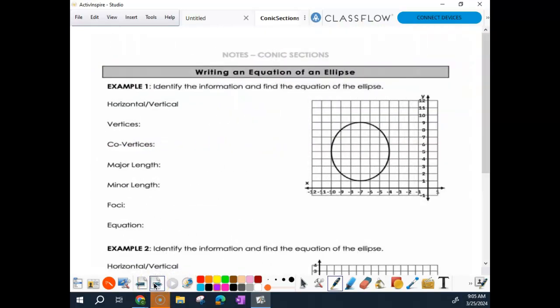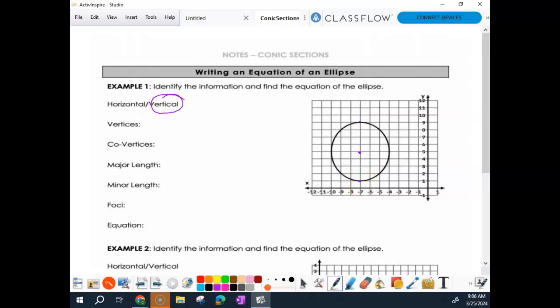Okay. So if I look at the graph, first of all, is it going to be vertical or horizontal? Vertical. So is that my center? Yeah. Okay. So how many this way? 3. And how many this way? 4. So that means it's vertical. If it's vertical, the vertices are on the long one. So this is the vertex, and this is the vertex.